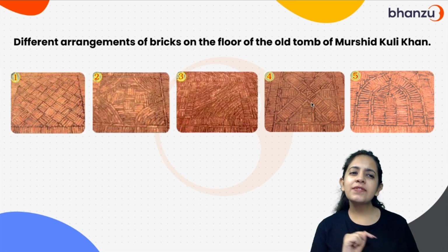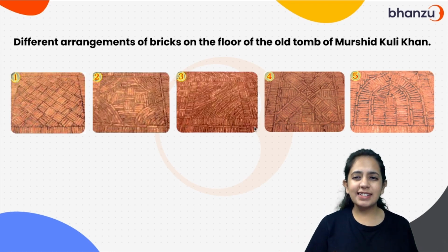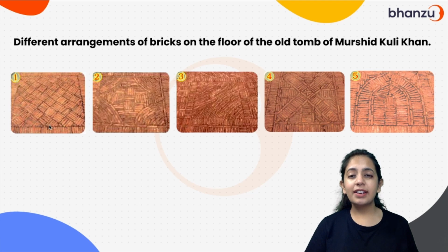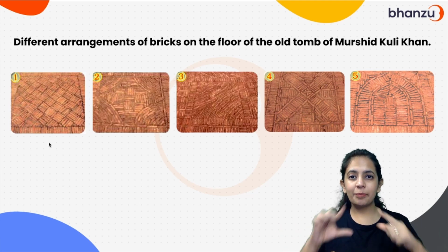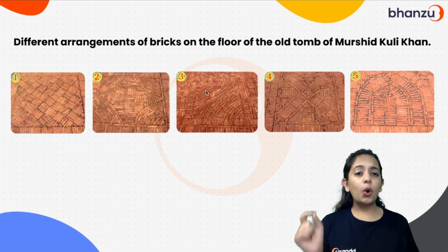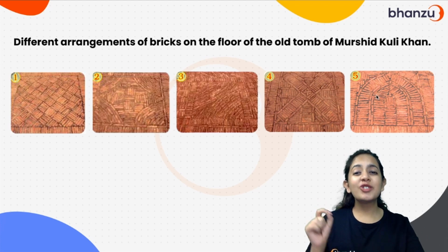Tell me, are all these 5 arrangements of bricks the same? No, right? The bricks are differently arranged in all of these floor patterns. For example, here in this one, they are arranged in the rhombus shape, like this. Likewise, in all of these pictures, the bricks are arranged differently.